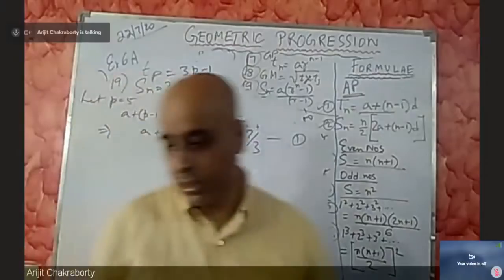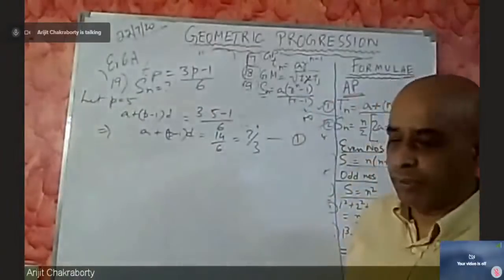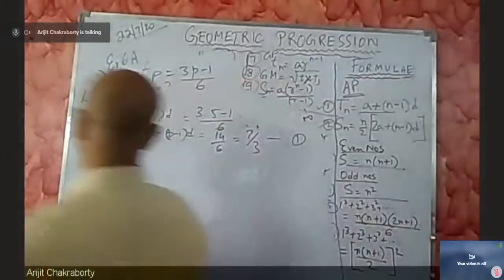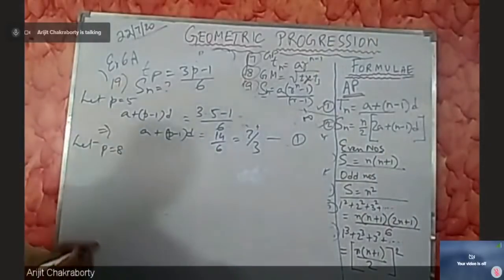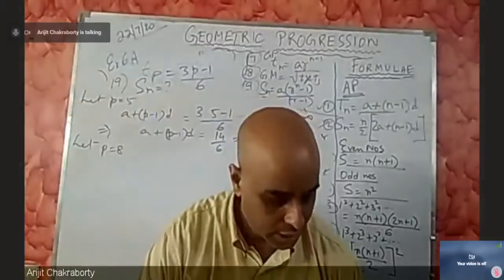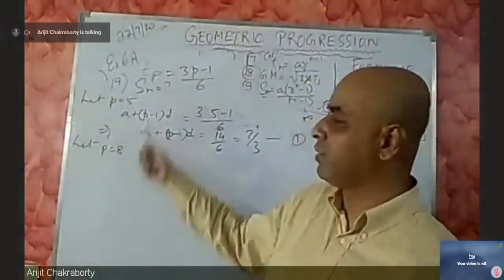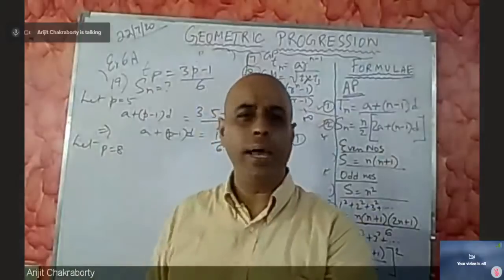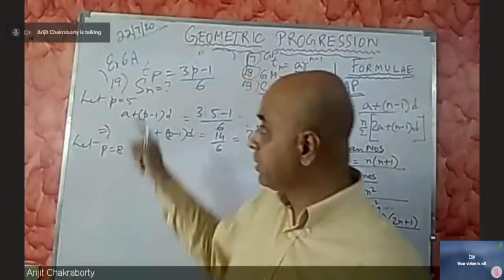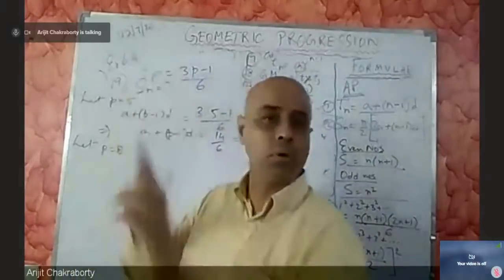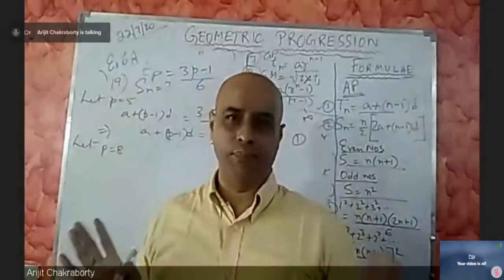The second equation, right, let p be equal to 8. I am taking p equal to 8. These numbers, once again I am repeating, friends, whether you take 5, 8, 3, 4 is up to you. Any number you can take, it will give you the same results. So please don't think that I am taking 5 and 8, there is some rule. No rule. You can take any number.